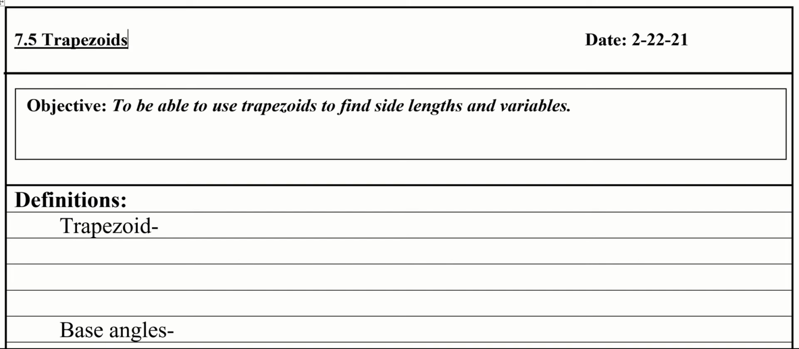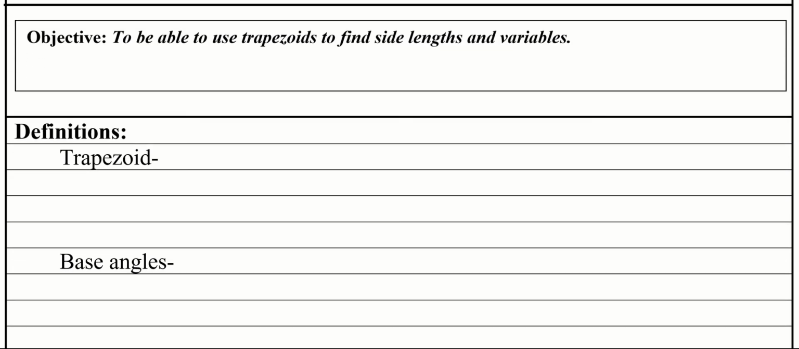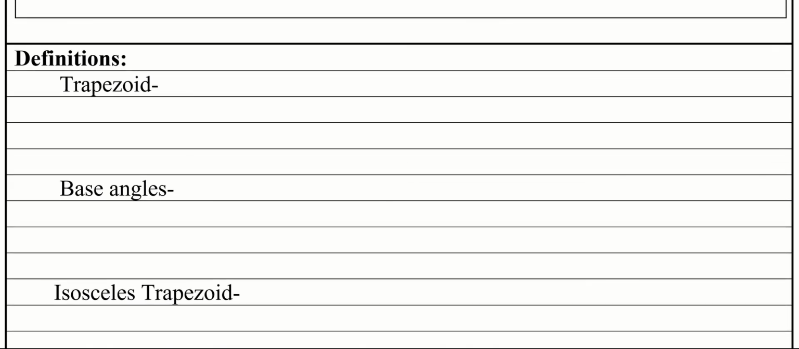Objective for today is we're basically doing the same kinds of things we've seen before. We're introducing a new type of shape, and then we're using information about it to solve for different measurements and variables and so on and so forth. Okay, so first off, what is a trapezoid, and how is it different from the other shapes that we've talked about in this unit here?